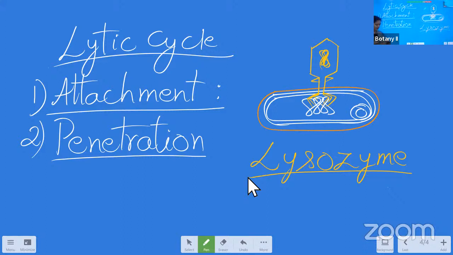Okay, so that it's very easy for the viral organism to enter into the bacterial cell. So through the penetration process. So what happens in the penetration process?